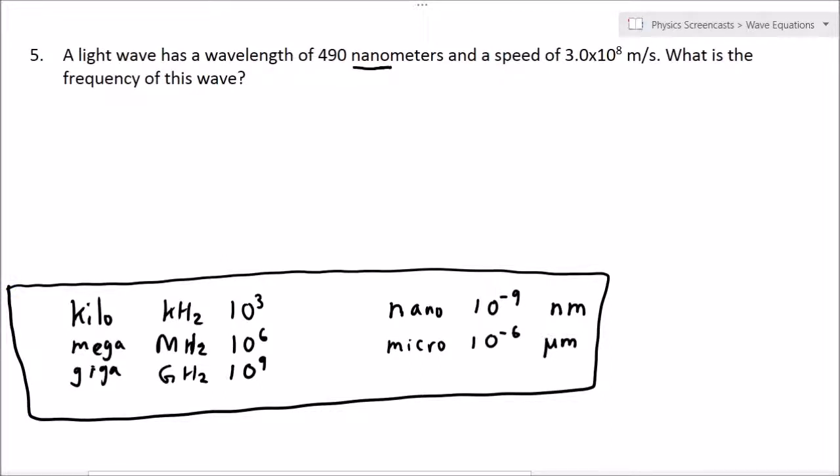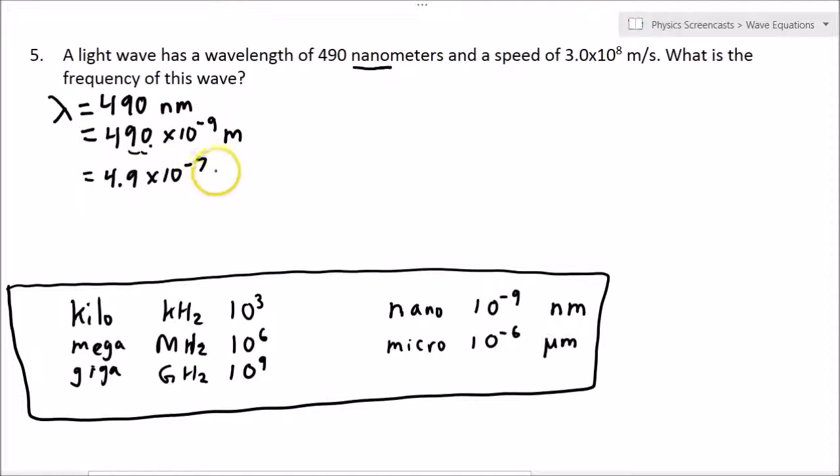Now back to our problem, we can write that the wavelength is 490 nm because as I said, we looked it up if we weren't sure. But we need it in meters. So that becomes 490 times 10 to the negative 9th meters. Technically, that's not correct, so we will have to move this decimal point over to become 4.9 times 10 to the negative 7 meters.